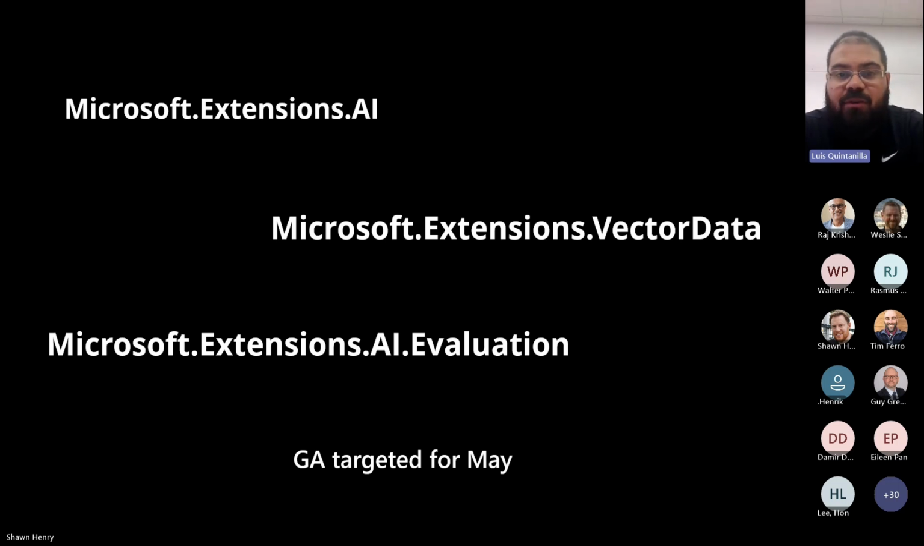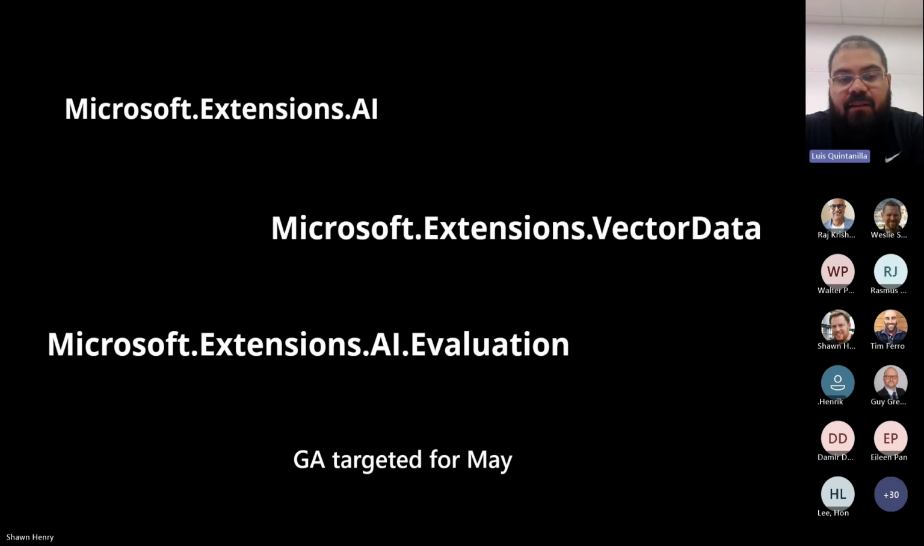Vector data is one that you may have noticed, which came out as V2 of the memory services that Semantic Kernel had started working on. The vector data is an extension of extensions.ai for vector data stores. And then AI evaluation is also part of the family, and it builds on extensions.ai. What that does is enable you to run evaluations on your AI workloads.